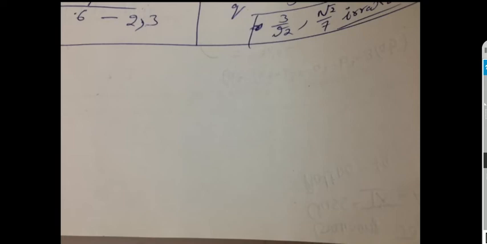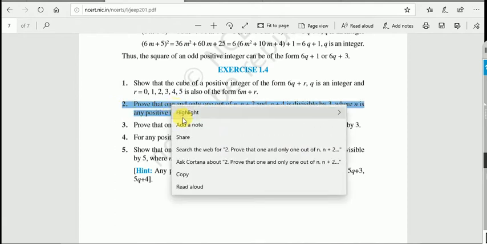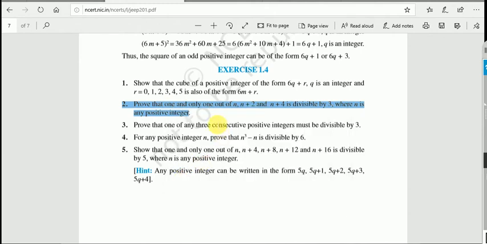Now let's do one of these extra questions also from NCERT Example. You have to do all the exercises of NCERT Example also. In Exercise 1.4, let's do question number 2: to prove that one and only one out of n, n plus 2 and n plus 4 is divisible by 3, where n is any positive integer.